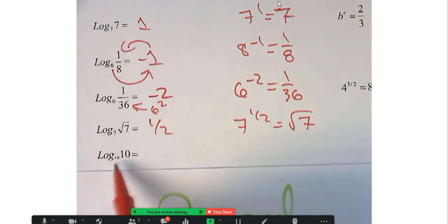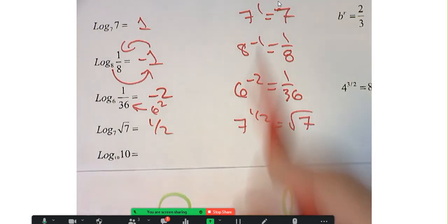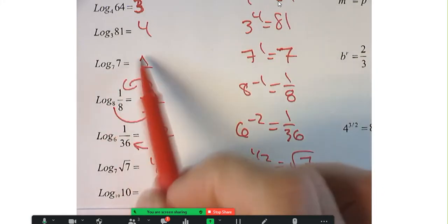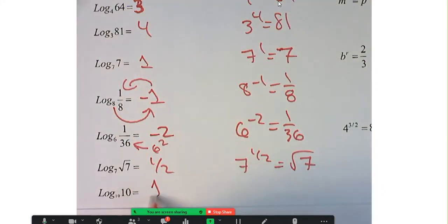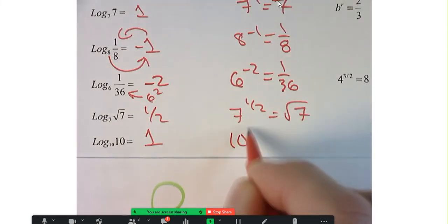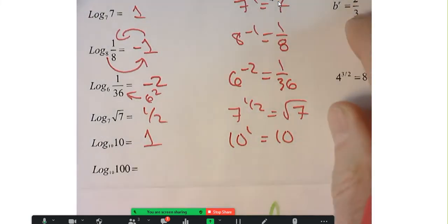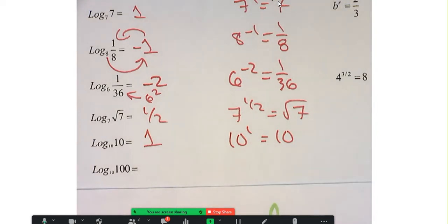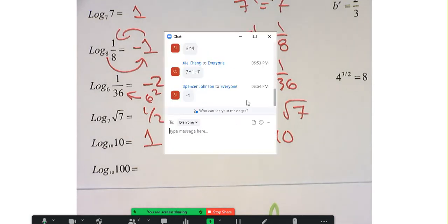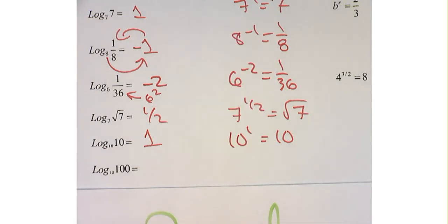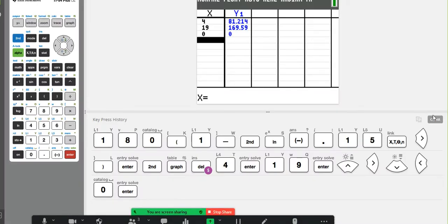What power of 10 gives you 10? Well, we've kind of already been through that, right? What power of 7 gives you 7? What power of 10 gives you 10? The answer is 1. And of course, 10 to the first power equals 10. The nice thing here is now that we're down to log base 10 of all these numbers, if we don't want to think, we don't have to, because log base 10 is built into your calculator. So let's play around with it there.